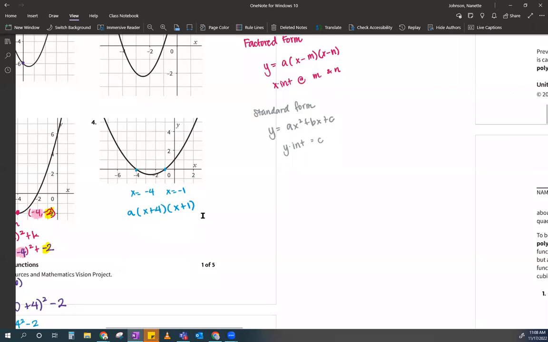Then I'm going to set that equal to my y. And again, I'm going to plug in my y-intercept because that's my favorite point to plug in. So I'll be plugging in 0, 1 into my equation to find out what my a is. So 1 equals a parentheses 0 plus 4 and 0 plus 1. So that's 4 times 1 times a equals 1, which means a equals 1/4. So my final equation is y equals 1/4 parentheses x plus 4, x plus 1.